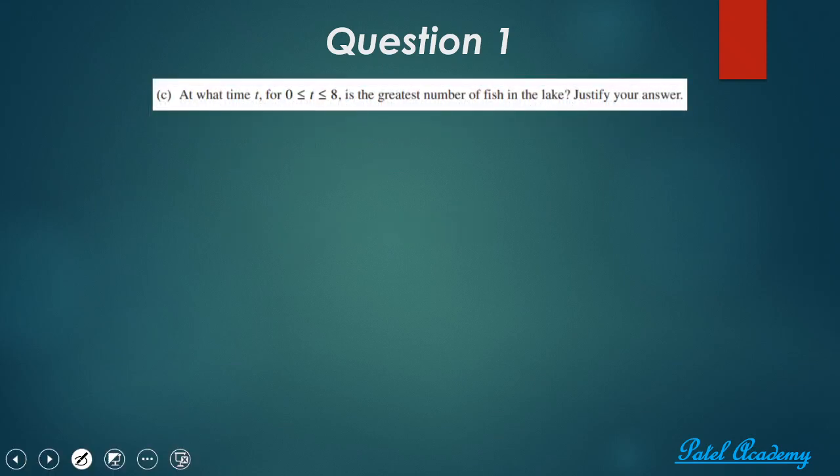Alright, so for part C, at what time t within the inclusive open interval 0 to 8 is the greatest number of fish in the lake? Justify your answer. Well, the easiest way I'd say that you would do this is to define your own function, which will help you actually keep track not only of what's the rate of change and what's the number of fish, but it'll also help you in the next question, jumping a little bit ahead.